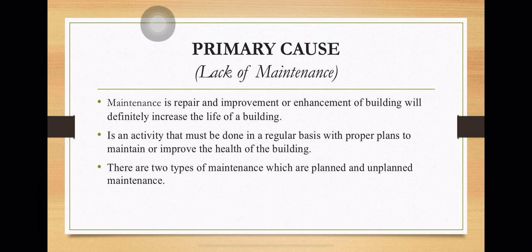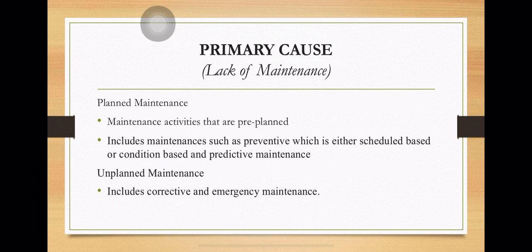The next point is lack of maintenance. Maintenance is repair and improvement or enhancement of a building, which definitely increases the life of a building and also the value of the building. It is an activity that must be done on a regular basis with proper plans to maintain or improve the health of the building. There are two types of maintenance, which are planned and unplanned maintenance.